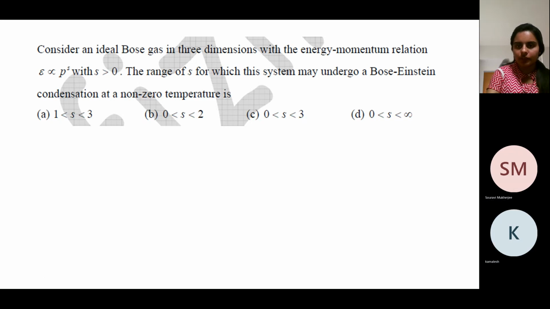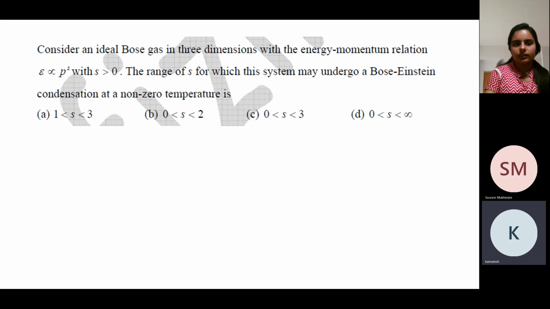So what was the condition for Bose-Einstein condensation we just saw? Ma'am, d by s must be greater than 1. Right. So what is the d value here? Ma'am, 3. Right. So what is s? Yes, s here is not specified but greater than 0. So s must be less than 3. Right. So, ma'am, is it C?